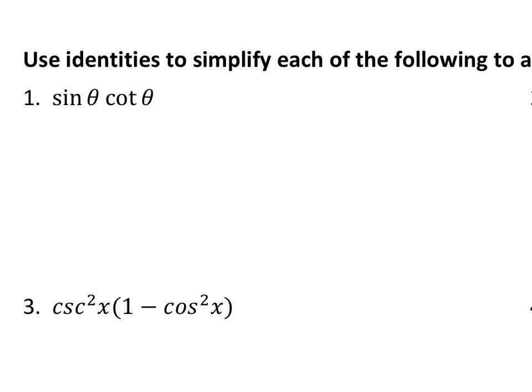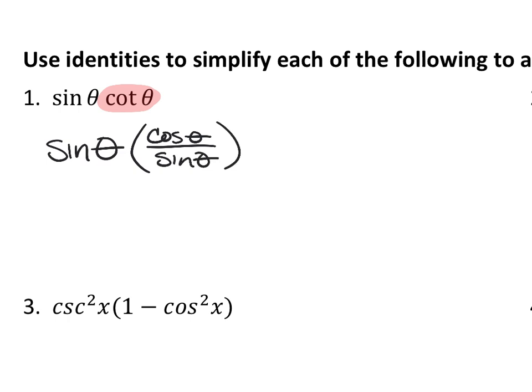Here's what I notice first of all. Don't we have a quotient identity for cotangent of theta? Right? That's on the front page. What is the identity for cotangent of theta if we look at the quotient identity? Cosine of theta over sine of theta. So I didn't do anything to this function. All I did was rewrite cotangent as cosine of theta over sine of theta. Those are equal to each other because that's one of the definitions of cotangent. Correct? So we've used the quotient identity.